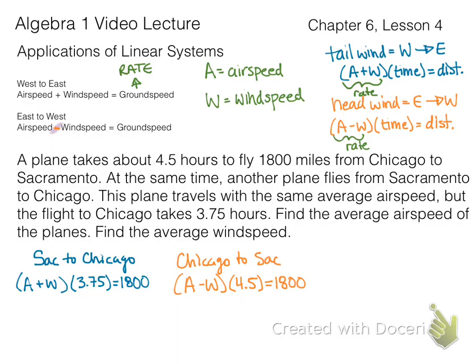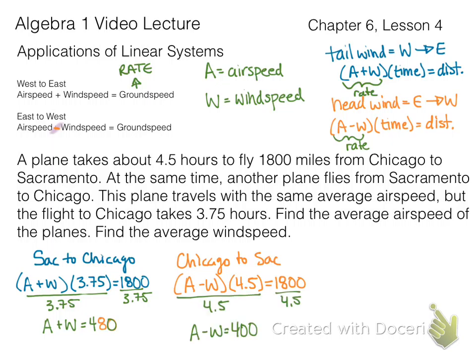All right, so how do you solve this problem? Well, you're going to use elimination, but you have to get the A's and W's completely alone on one side of the equation before you can do elimination. So we're going to divide the time on both sides to figure out what A and W equal. Okay, so Sacramento to Chicago is A plus W equals 480, and Chicago to Sacramento is A minus W equals 400. So let's go ahead and line these up.